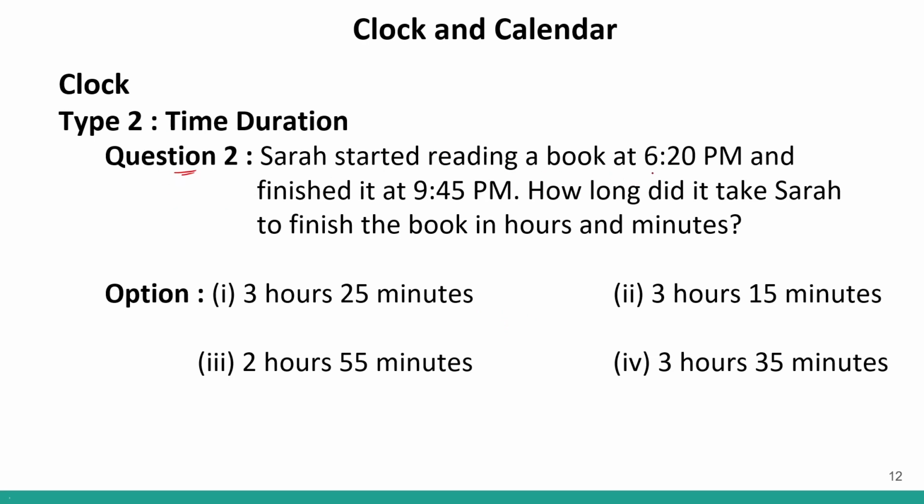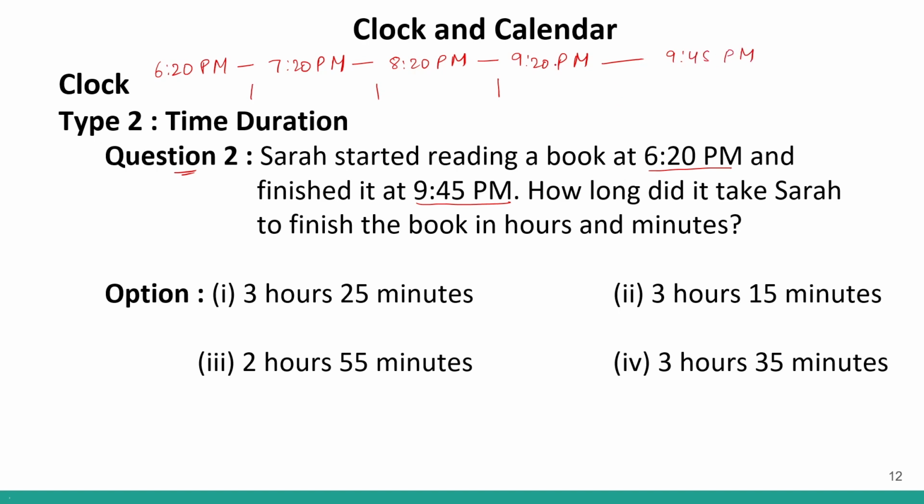Sarah started reading a book at 6:20 pm and finished it at 9:45 pm. How long did it take Sarah to finish the book in hours and minutes? So again, we will use the same method. From 6:20 pm, if I go to 7:20 pm, how much duration? 1 hour. From 7:20 I go to 8:20 pm, how much duration? 1 hour. From 8:20 I go to 9:20 pm, how much duration? 1 hour.